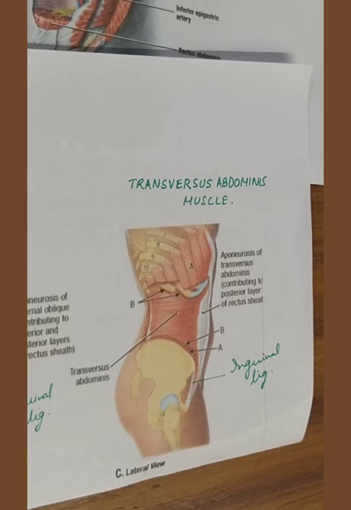Now, this transverse abdominis muscle is supplied by the ventral rami of the lower 6 thoracic nerves and the first lumbar nerve.